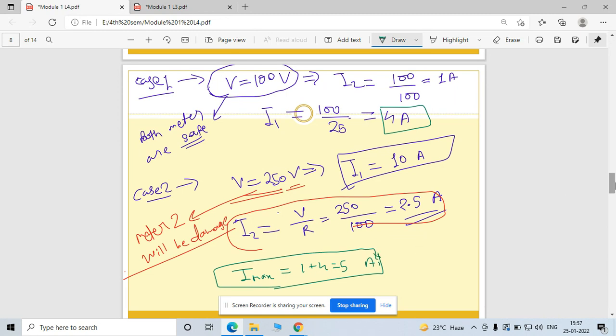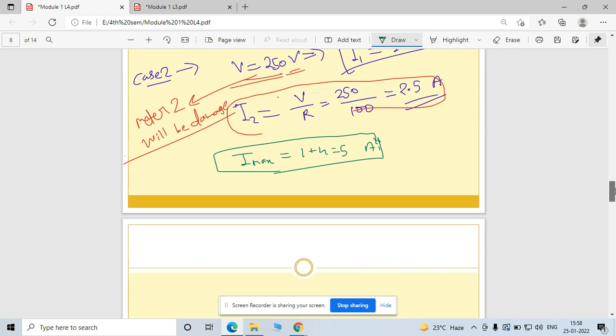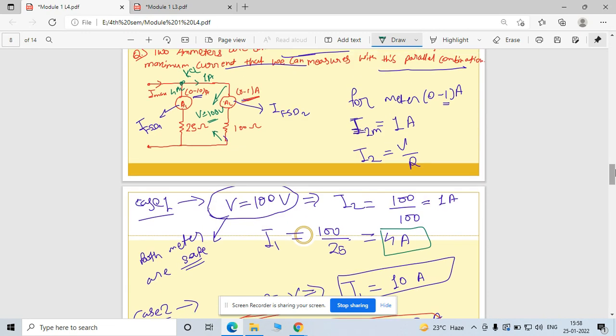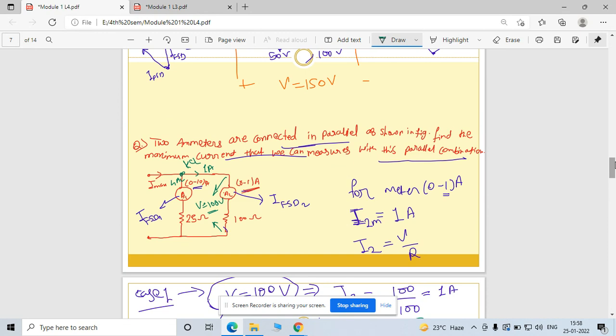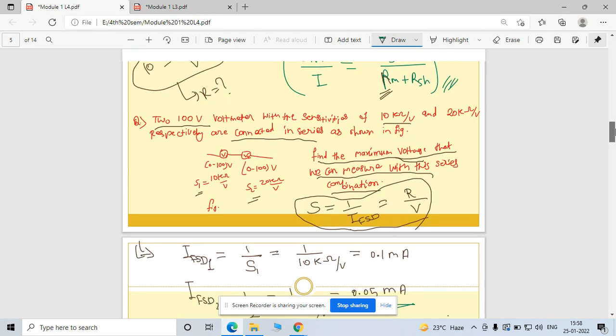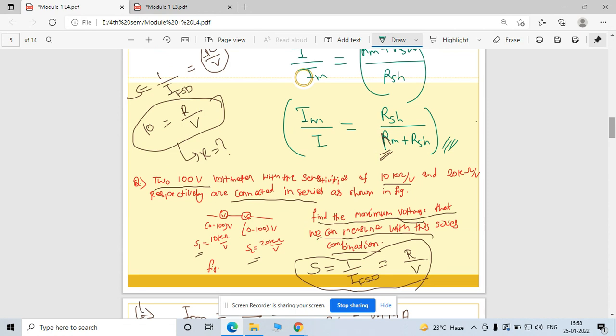I hope all of this is very clear, right? If anyone has any confusion, ask now. Yes guys, your aim is that you need to record your readings, but your meter should not be damaged.